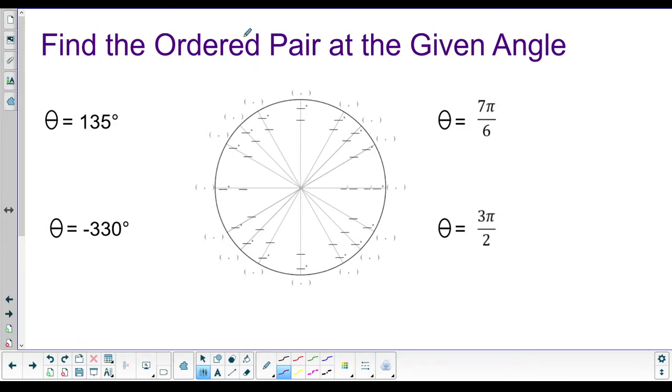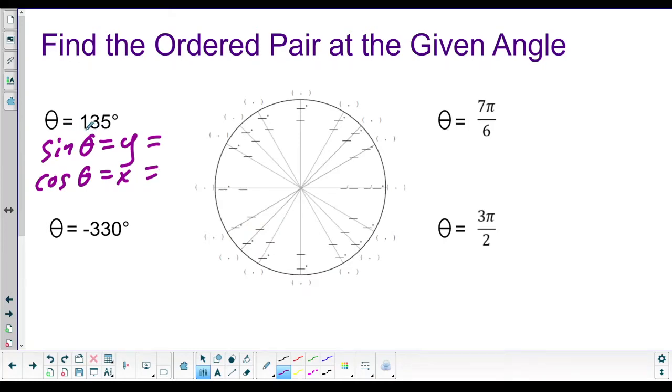All right. So here they're going to give you an angle and they're going to ask you to find the ordered pair. So let me go ahead and give you a couple of examples and help you find ways to remember these. So we want to find the ordered pair. That means we want to find sine of theta because that equals y. And we want to find cosine of theta because that equals x.